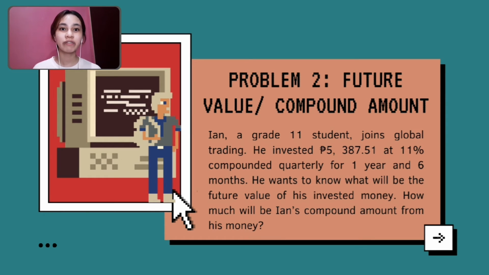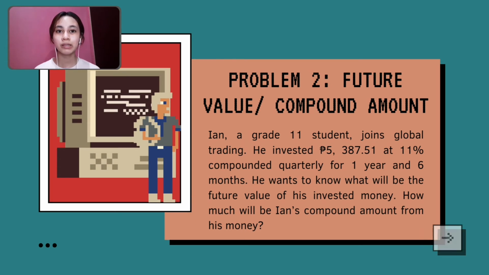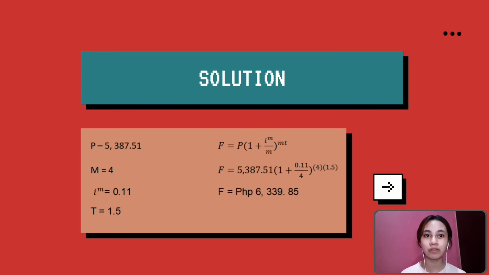Ian, a grade 11 student, joins Global Training. He invested 5,387 pesos and 51 cents at 11% compounded quarterly for 1 year and 6 months. He wants to know what will be the future value of his invested money. How much will be Ian's compound amount from his money? As usual, list down the given information. P is equal to 5,387.51, M is 4, I raised to M is 0.11, and T is 1.5 since we have to add 1 to 6 over 12.